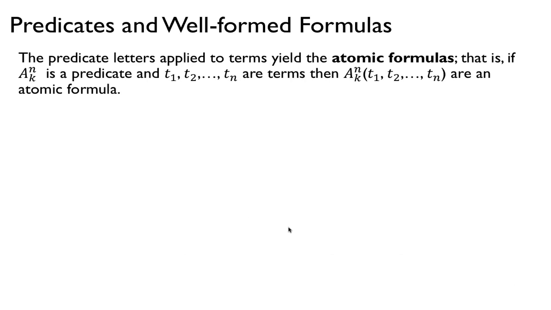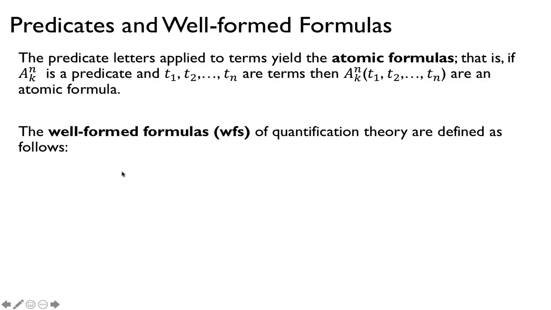Okay, predicates and well-formed formulas. When you take predicate letters and apply them to terms, you get atomic formulas. This is like a sentence, or a formula, back in propositional logic. So you have a predicate, you apply it to terms, and you get an atomic formula. And an atomic formula can have true or false values. So these form the basis of all of the statements, or formulas, in our language.